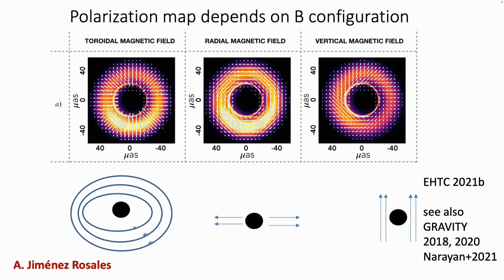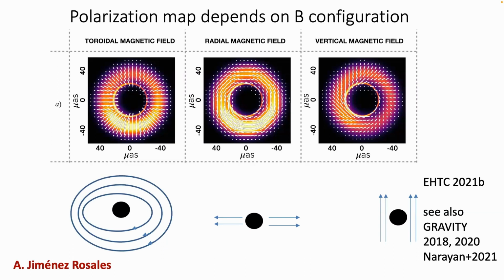What is polarizing the light? In synchrotron radiation. Yeah, this is synchrotron radiation. So that's the process that polarizes it.